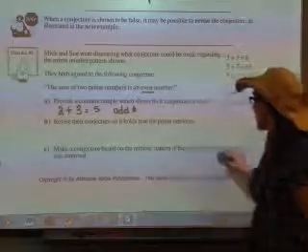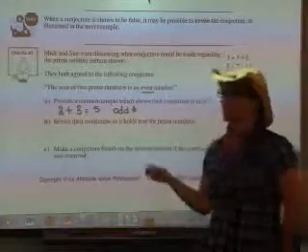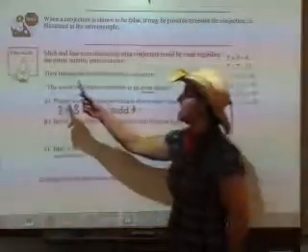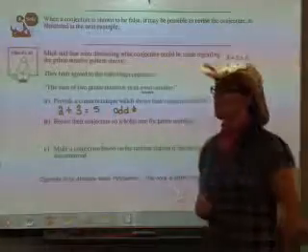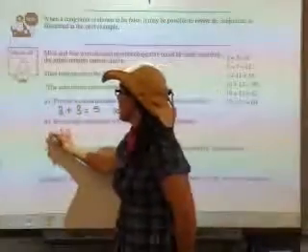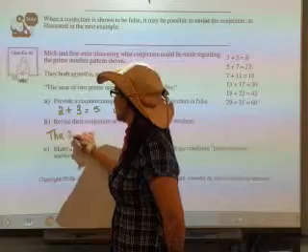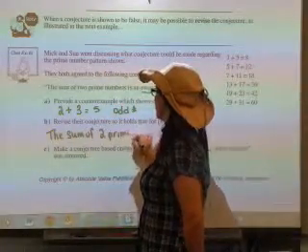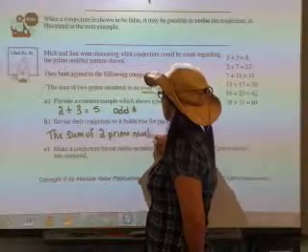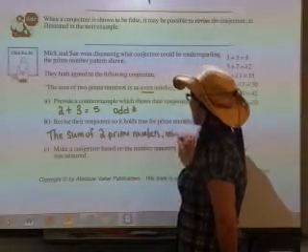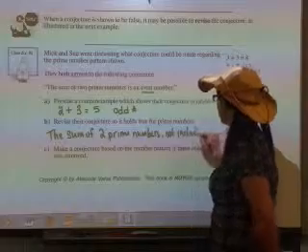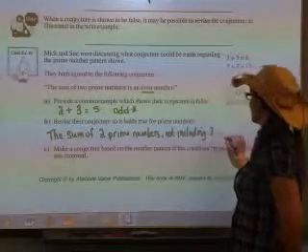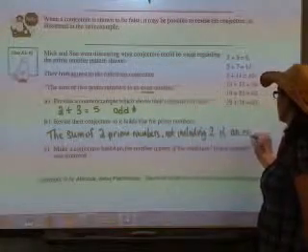So what I could do is I could revise this conjecture. Instead of saying the sum of 2 prime numbers is an even number, I could put in the sum of 2 prime numbers, not including 2, is an even number.